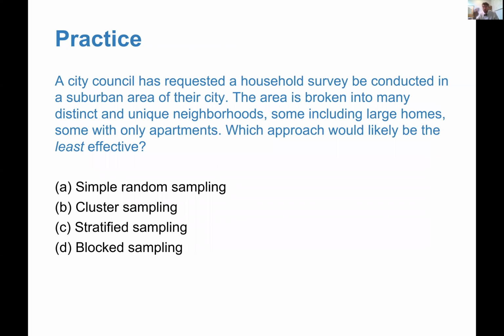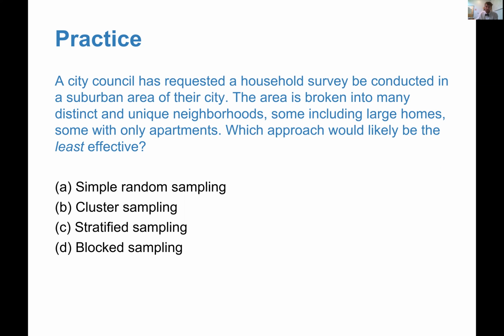So this is our last practice question from this section. A city council has requested a household survey be conducted in the suburban area of their city. The area is broken into many distinct and unique neighborhoods, some including large homes, some with only apartments. Which approach would likely be the least effective? Simple random sampling, cluster sampling, stratified sampling, blocked sampling.